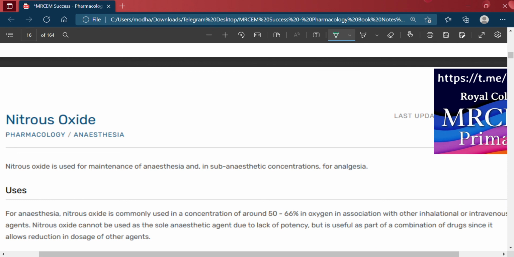Then nitrous oxide is used for maintenance of anesthesia and in sub-anesthetic concentration for analgesia.